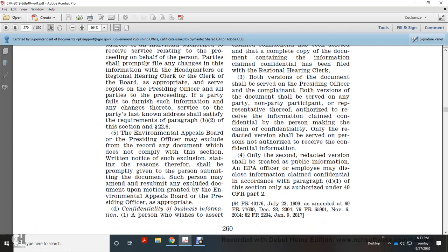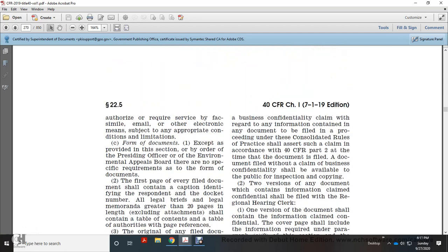Confidential business information. A person who wishes to assert a business confidentiality claim with regard to information contained within a document to be filed in a proceeding under the Consolidated Rules of Practice shall assert such a claim in accordance with 40 CFR Part 2. At the time the document is filed, a document filed with a claim of business confidentiality shall not be available to the public for inspection or copying.